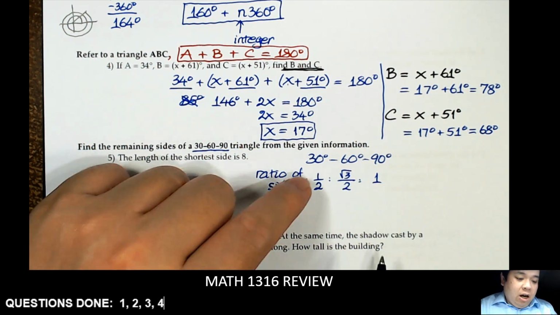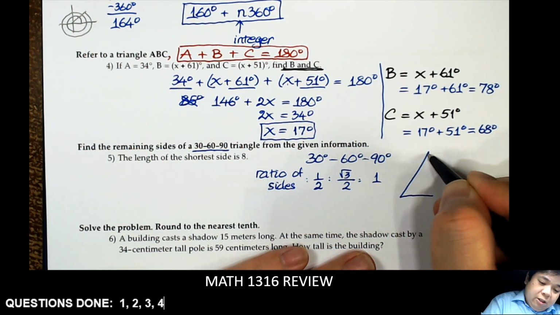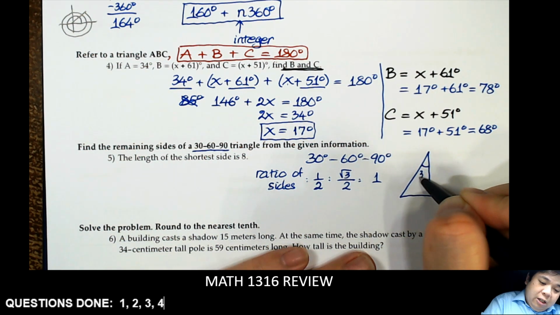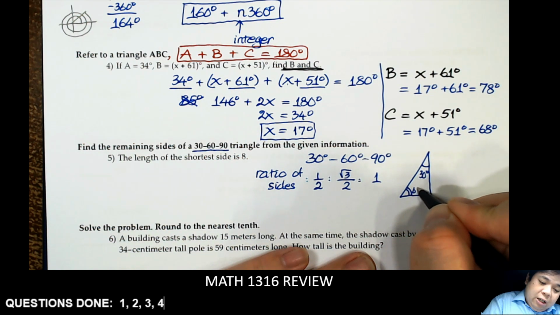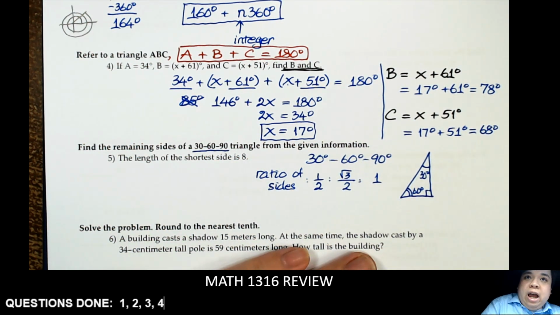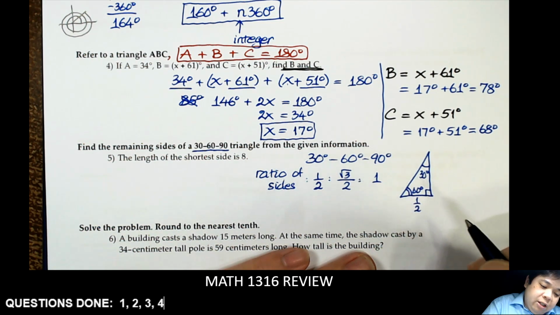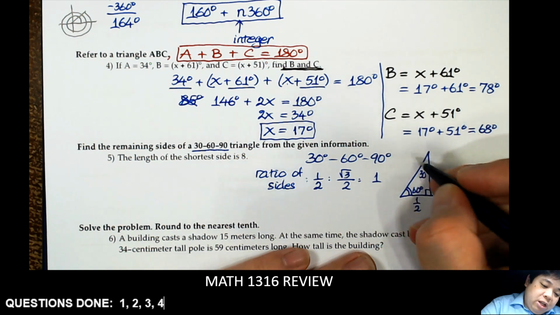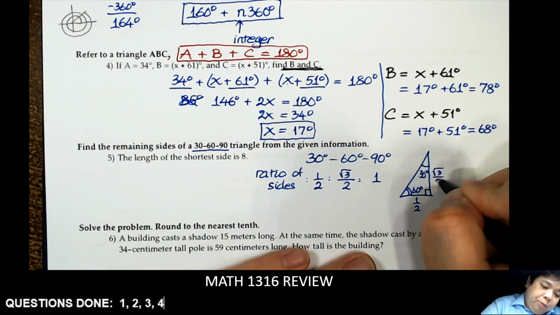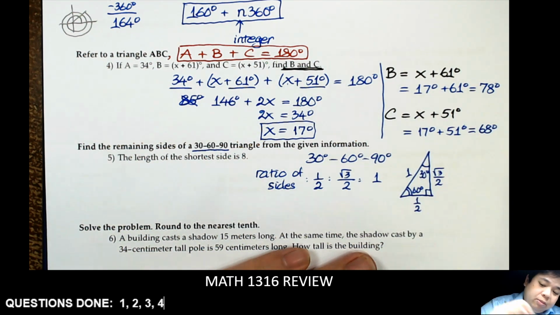Meaning that in the right triangle of the 30, 60, and this is the right angle, opposite to 30 degrees is 1/2. The ratio, that is, opposite to 60 is square root 3/2, and opposite to the right angle is 1.